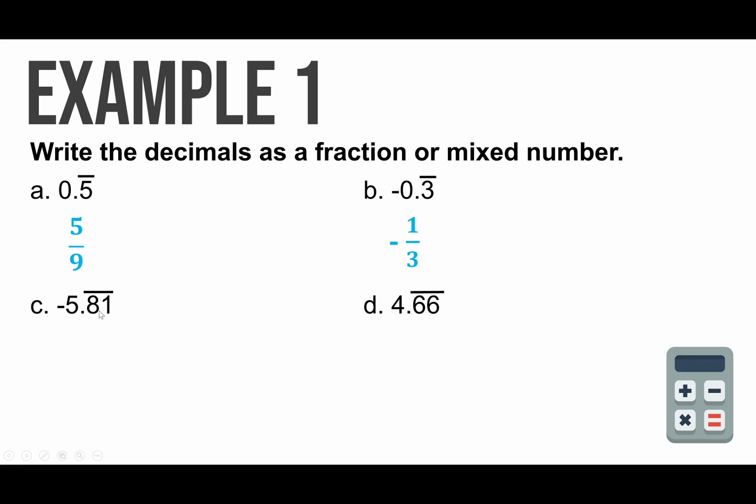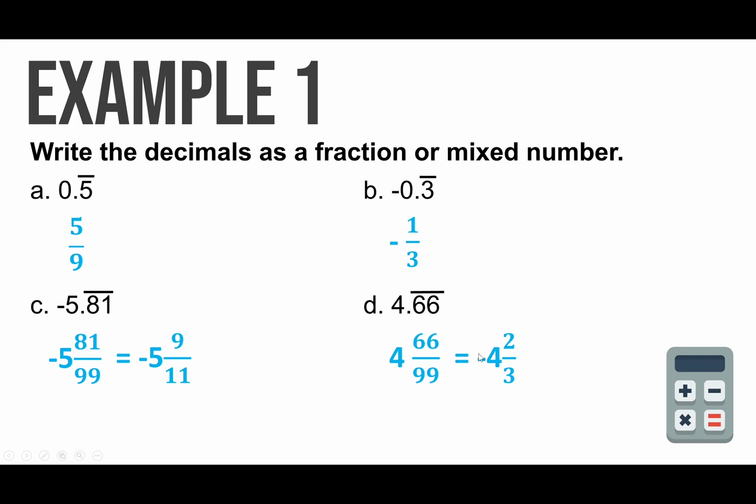Over here, you have 2 digits that are repeating. You have 81, 81, 81, 81, 81. So this is going to be negative 5 and 81 over 99. And you can simplify that to negative 5 and 9 over 11. And then last one right here, you have 4.66666, right? So this is going to be 66 over the 99, which reduces down to the negative 4 and 2/3. Actually, oh, there's no negative sign. Sorry. Just ignore that.